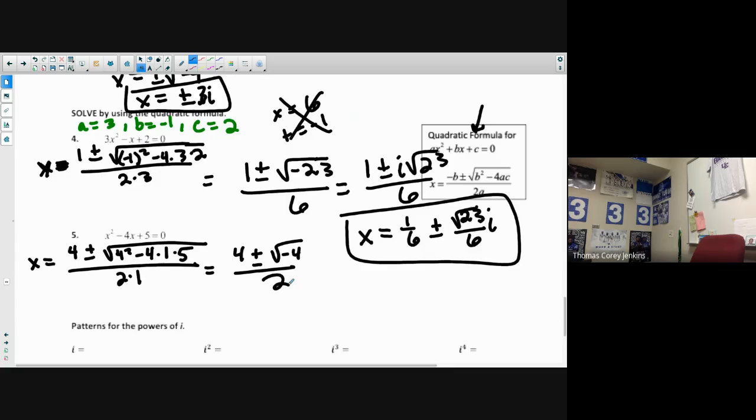This one's going to be a little bit easier to simplify because the square root of 4 is 2. But remember, it's negative 4, so 2i. So that's 4 plus or minus 2i over 2. And then we just clean it up for our final answer. So x equals 4 over 2 is 2, plus or minus, and then 2i over 2, we would just write that as 1i. So 2 plus or minus i.